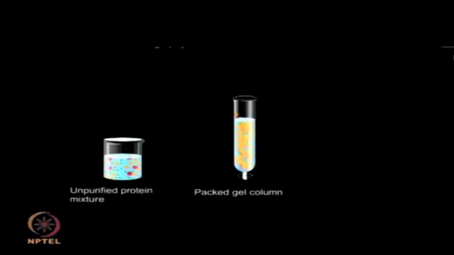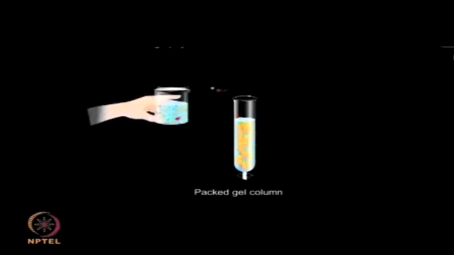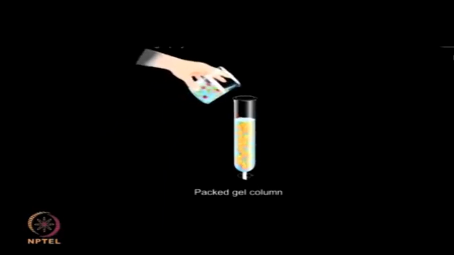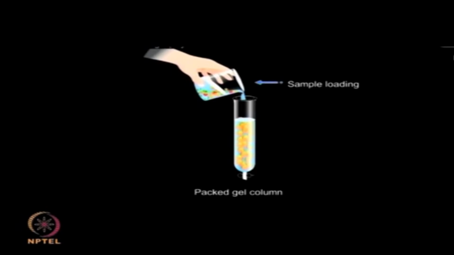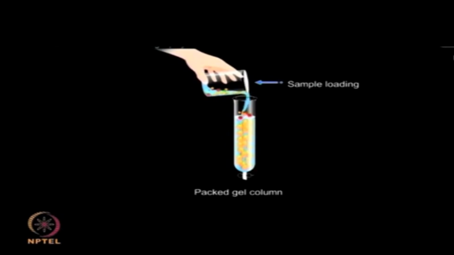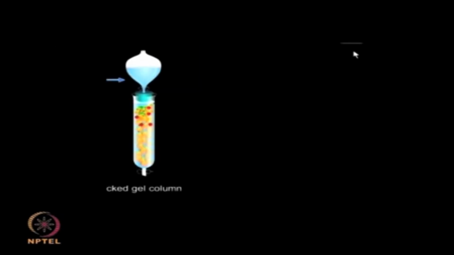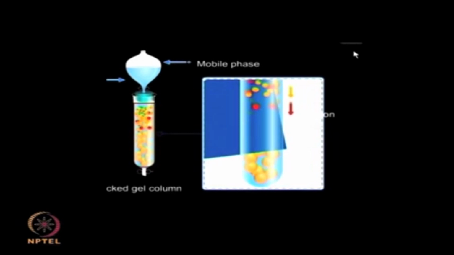Now, let me show you how this process works. So, first the column is packed with the matrix which is suitable for the required protein separation. This packed gel matrix is then loaded with the protein sample containing a mixture of unpurified proteins of different sizes. The column is then eluted with a salt solution of appropriate concentration.